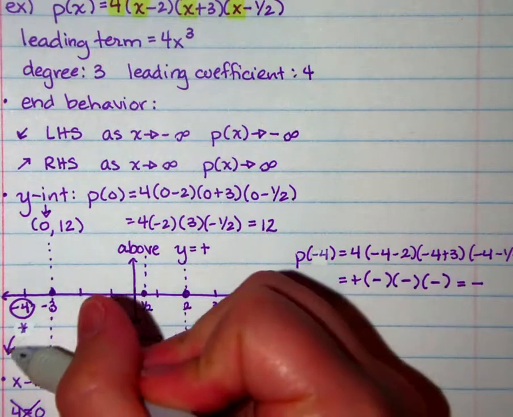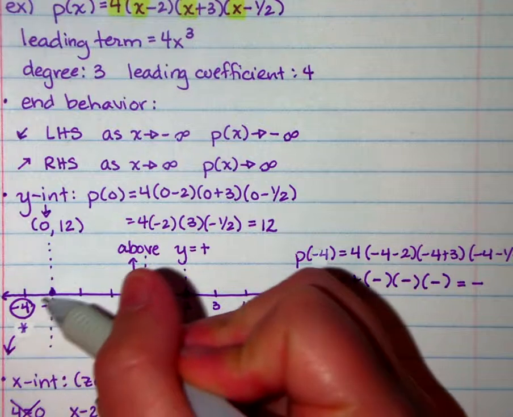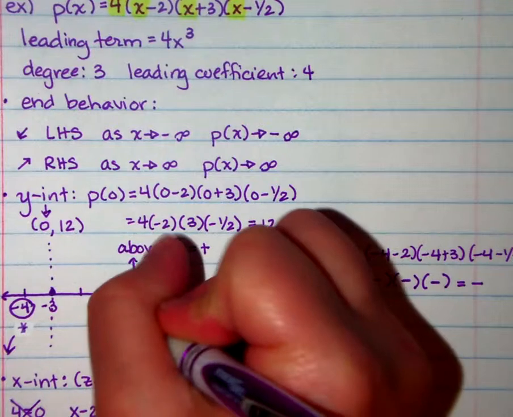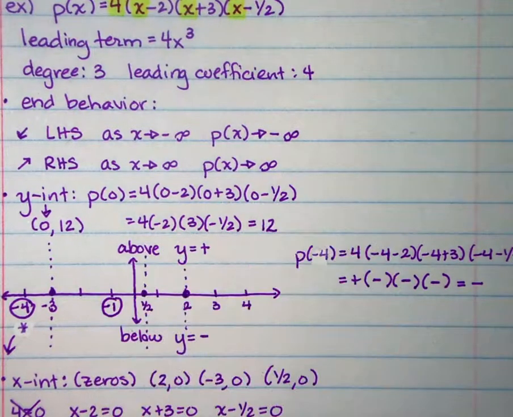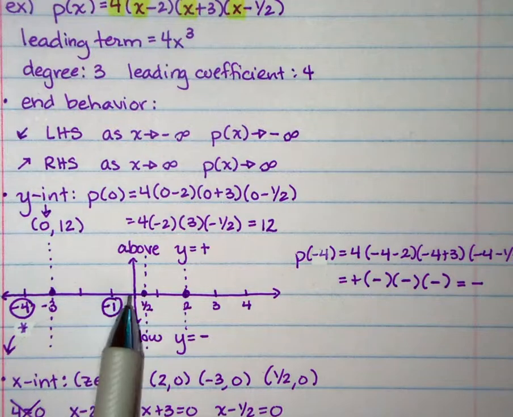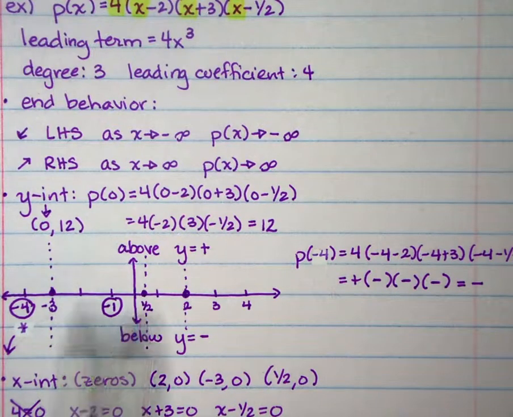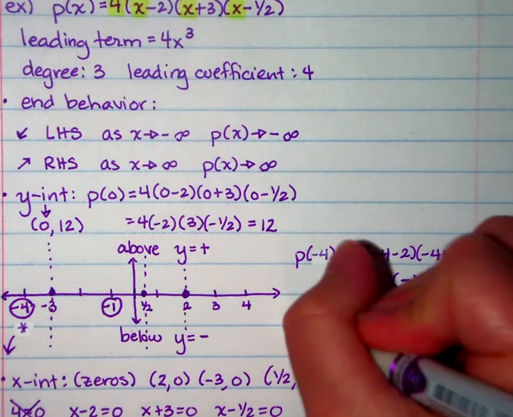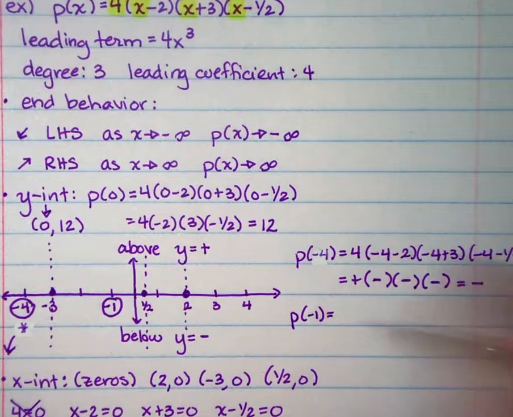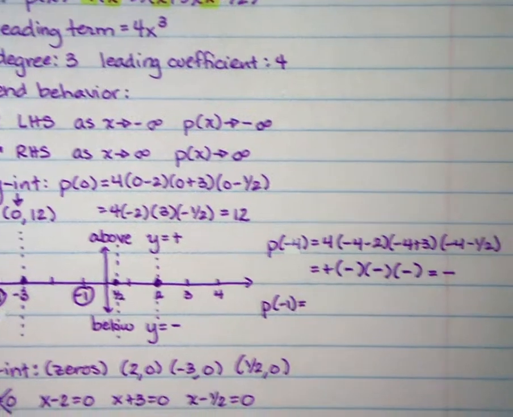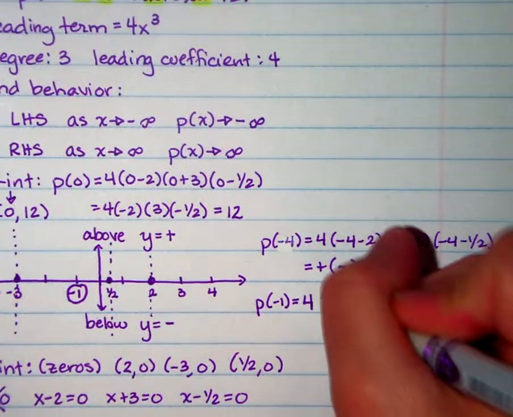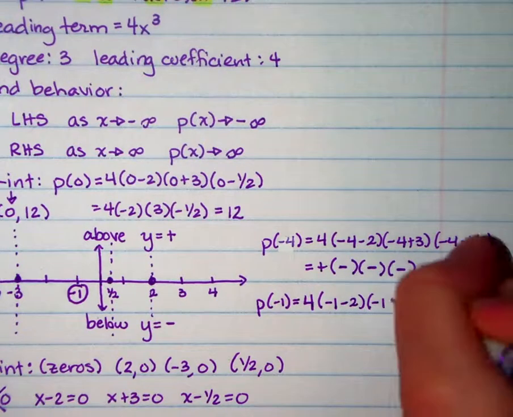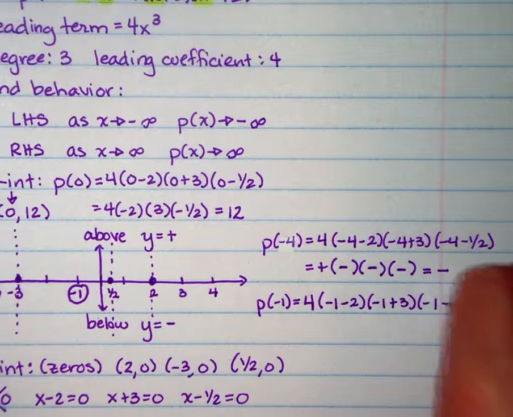And so I know that my graph is going to come through here, but I don't know, is it going to bounce off or is it going to go through? So again, I can pick a number. It doesn't matter which number you pick. I'm going to pick -1, but I can pick any number in between this area. Going from -3 to 1/2, I can pick anything I want in there to check. So I'm going to pick P of -1. And again, I'm going to do the same idea. The number 4 stays where it's at, and I have -1 minus 2, -1 plus 3, and -1 minus 1/2.